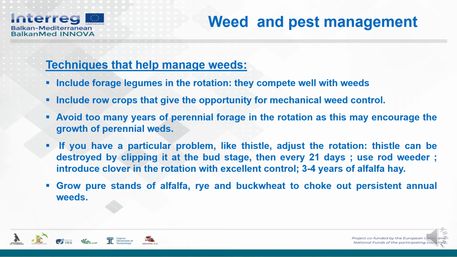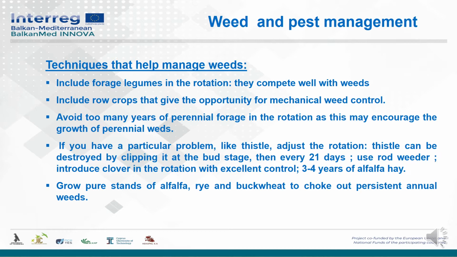Include forage legumes in the rotation. We have spoken about legumes. They are good for nutrients and soil capacity. But on the other side, legumes have another function in the rotation: they compete well with weeds. Another advice, include row crops that give the opportunity for mechanical weed control. Avoid too many years of perennial forage in the rotation, as this may encourage the growth of perennial weeds.